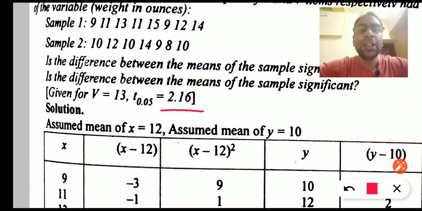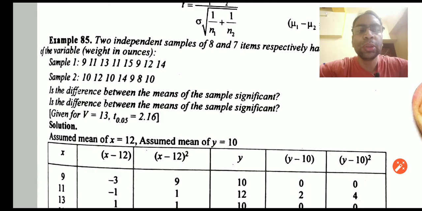So now we need to calculate all the things for both the samples. Let's assume the first sample has values given in terms of x, and for the other, the values are given in terms of y. So we need to calculate x bar, that is the mean for the first sample, and the mean for the second sample, indicated by y bar, and similarly the standard deviations of both the samples.